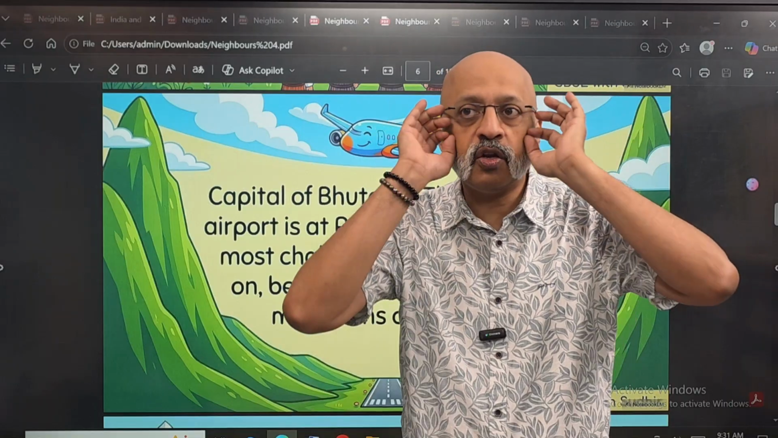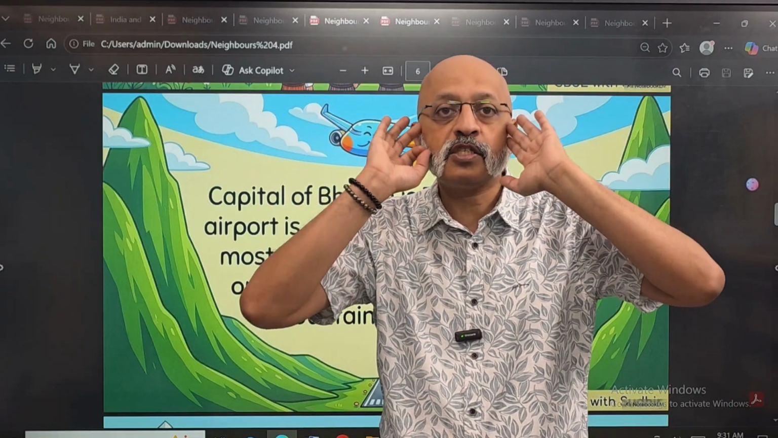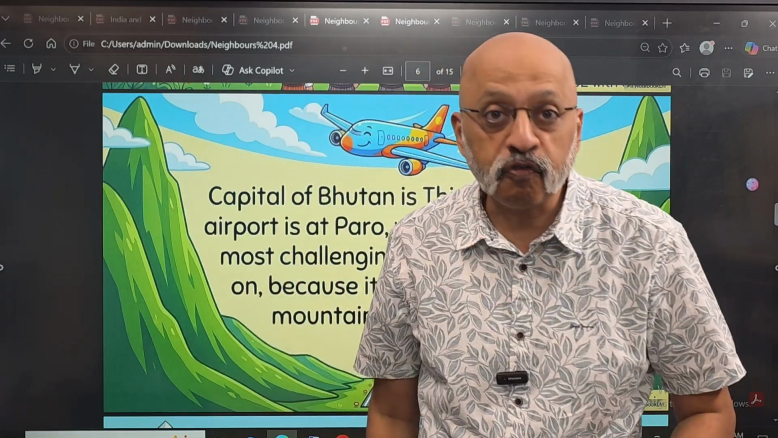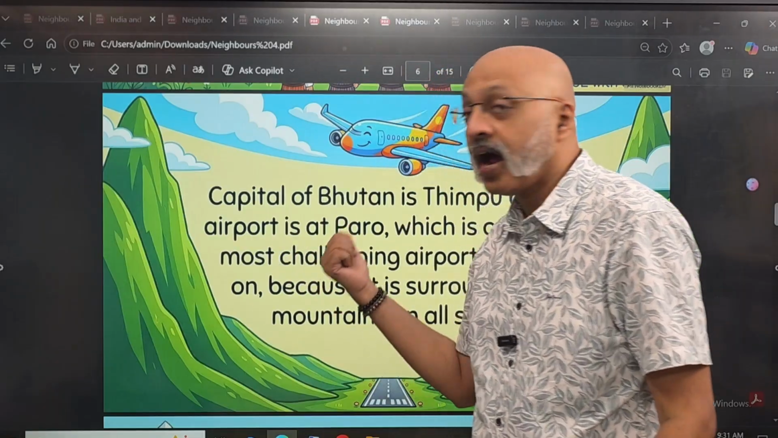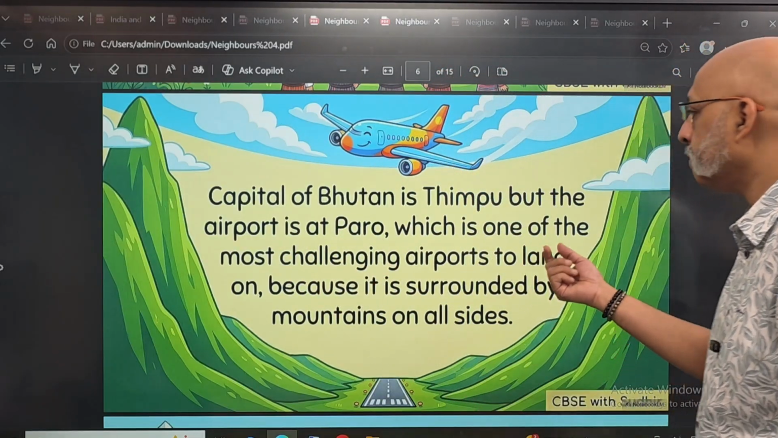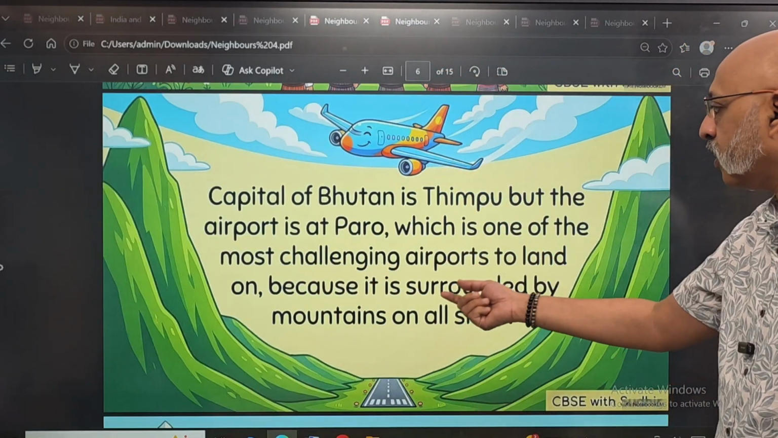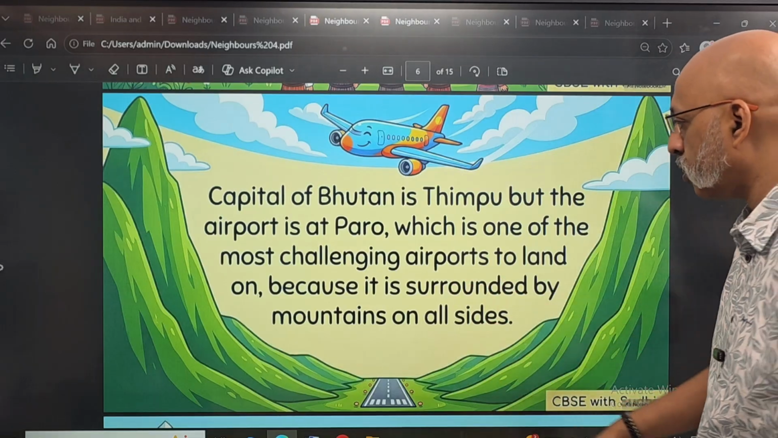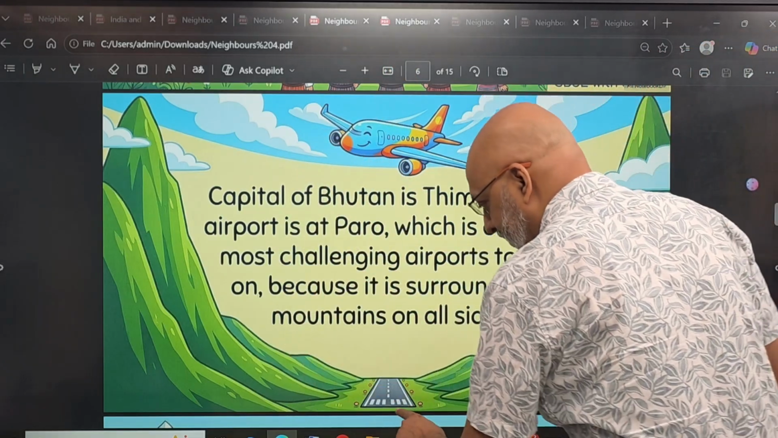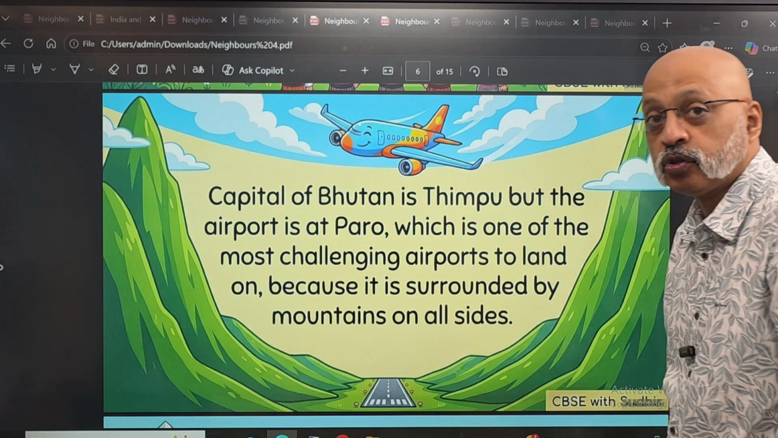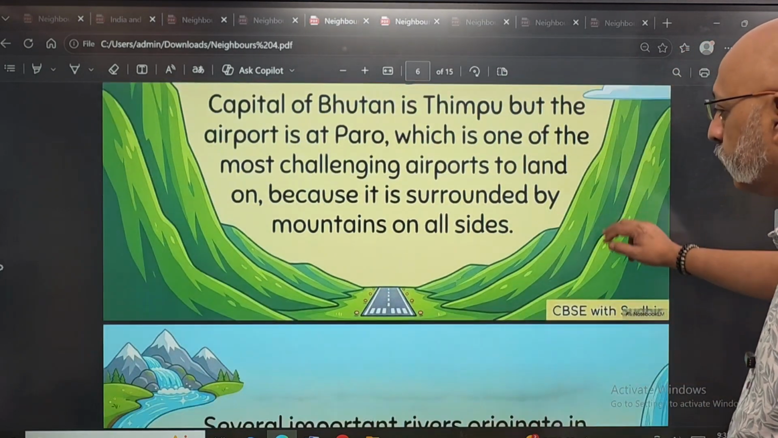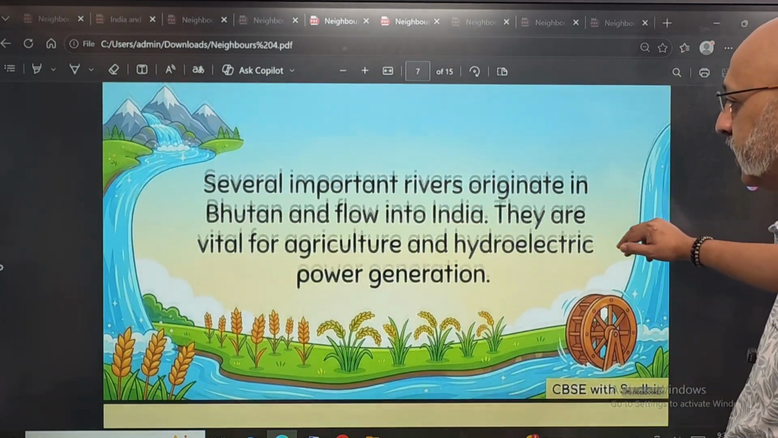You have to be an absolute top expert pilot to be able to fly into Bhutan and land at Paro Airport, right? It's one of the most challenging airports to land on because it is surrounded by mountains on all sides. So you have mountains on all sides, and this is the airstrip where you have to land. Okay, I just thought I'll tell you so that you know something more than what's there in the book.